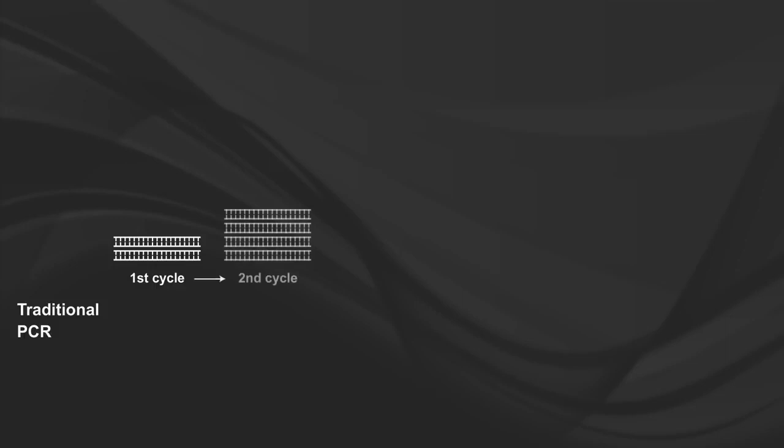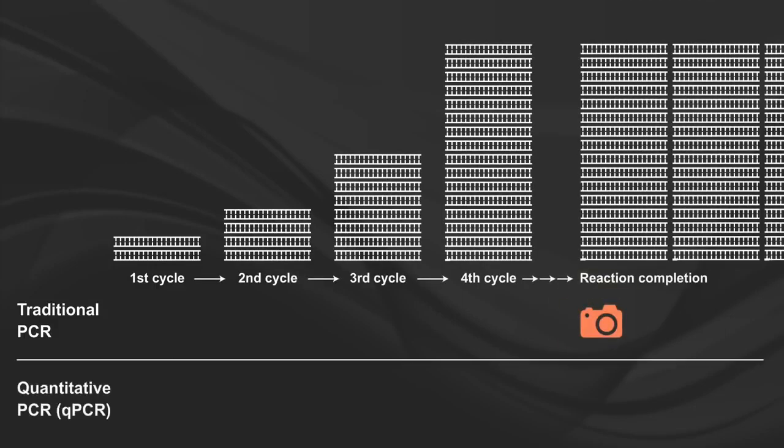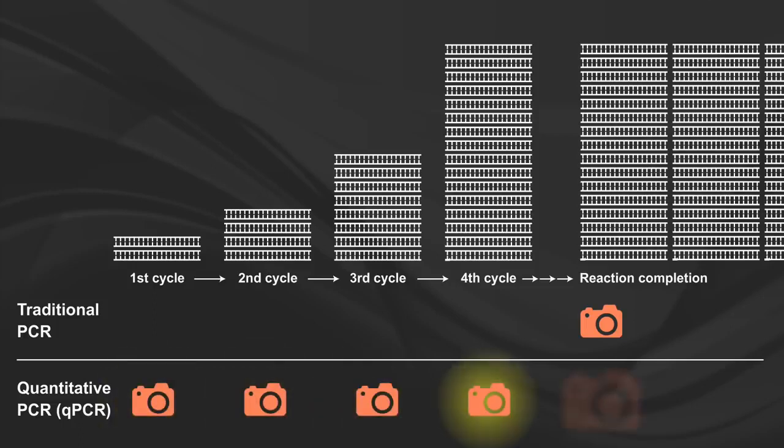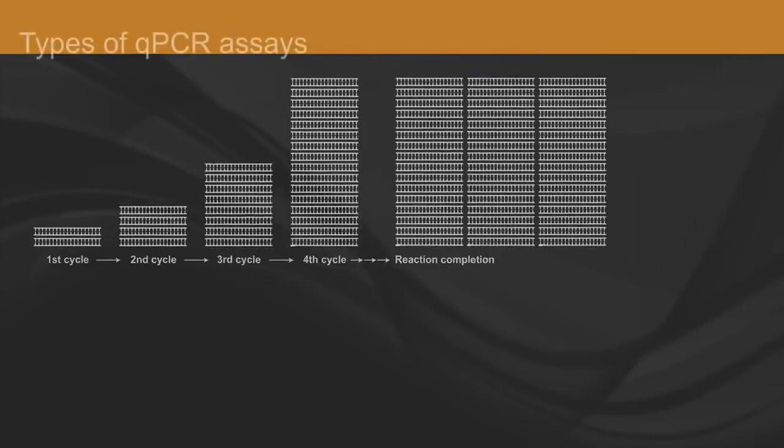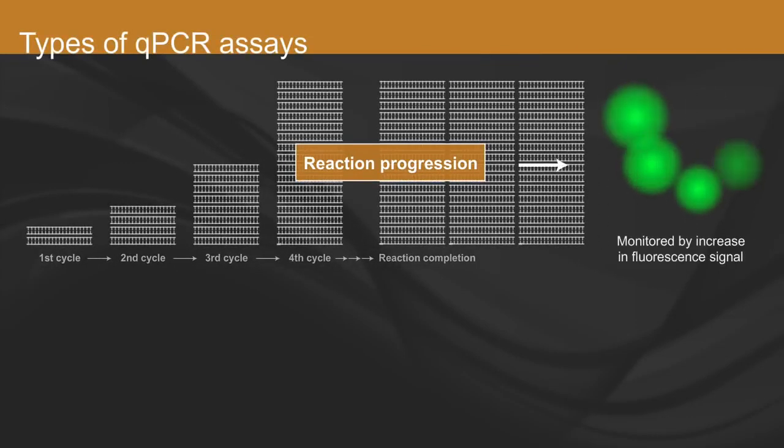In contrast to traditional PCR, where the presence or absence of a DNA sequence is analyzed upon reaction completion, quantitative PCR, or qPCR, monitors DNA amplification as the reaction progresses. In qPCR assays, reaction progression is monitored by an increase in fluorescent signal.